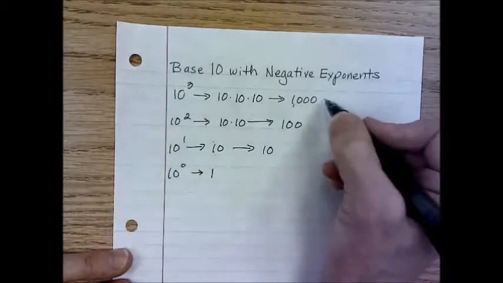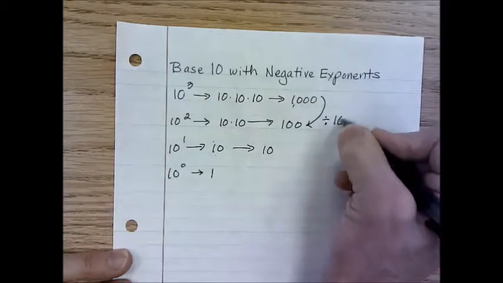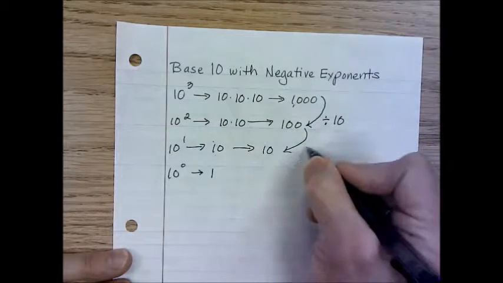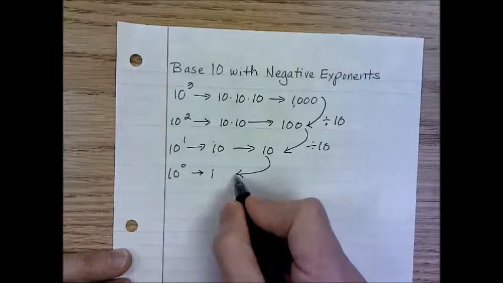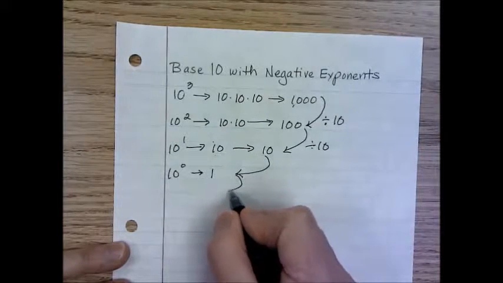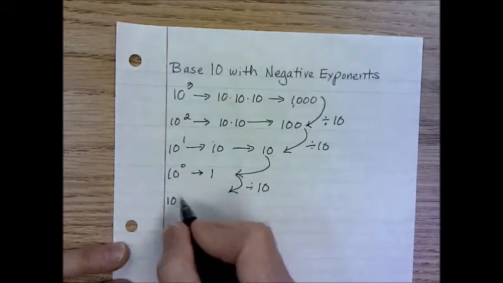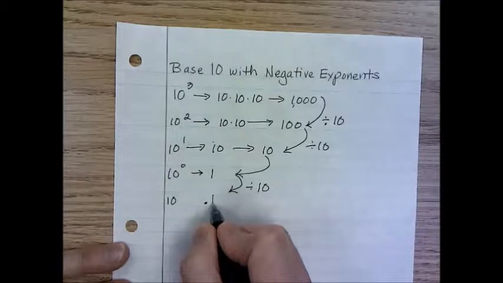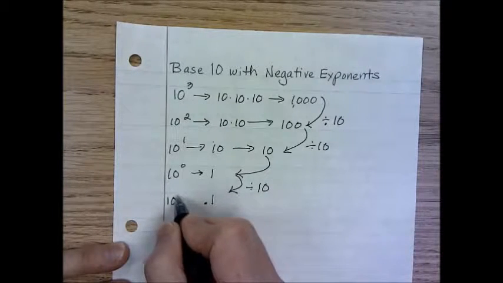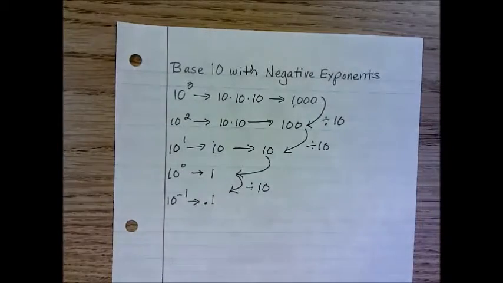Now, if we look at what's happening to the numbers here, essentially we are dividing by 10 to get to the previous number. And if we divide 1 by 10, what we would really end up with would be 0.1. And that means that 10 to the negative 1 equals 0.1 or 1/10.